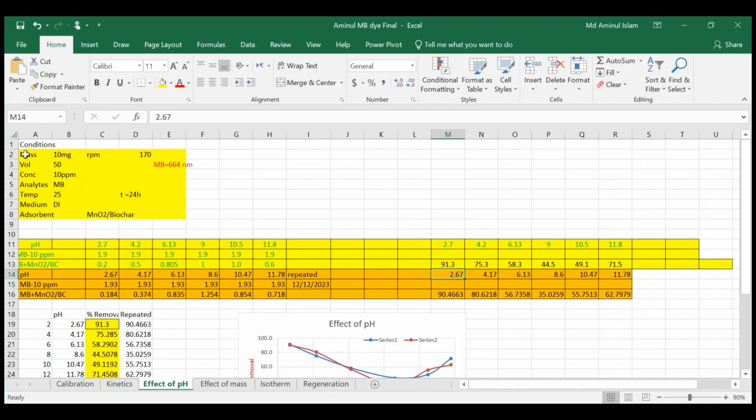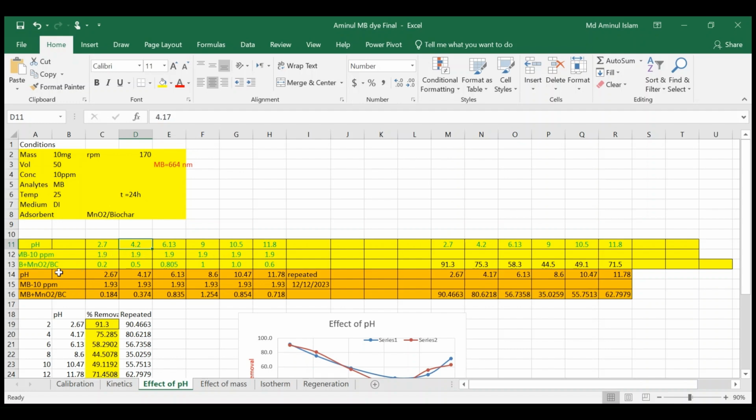Well, here is the Excel sheet. I have written the experimental condition, and here is the pH, then methylene blue 10 ppm absorbance, and then methylene blue manganese dioxide biochar composite absorbance for fast experiments. For example, I carried out experiment at pH 2.7, 4.2, and so on. And the absorbance for standard 10 ppm methylene blue solution was this.